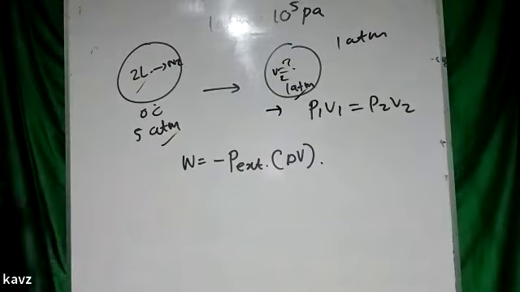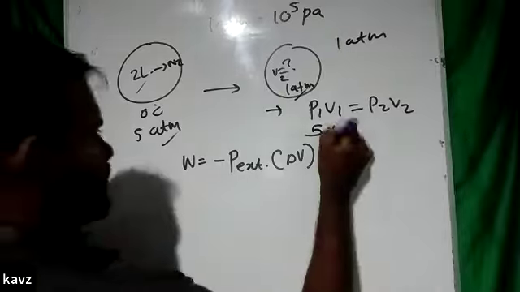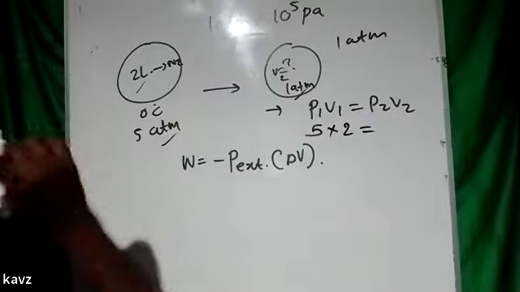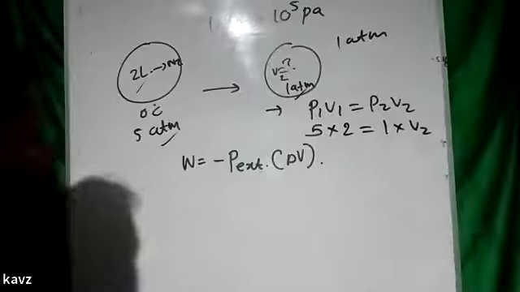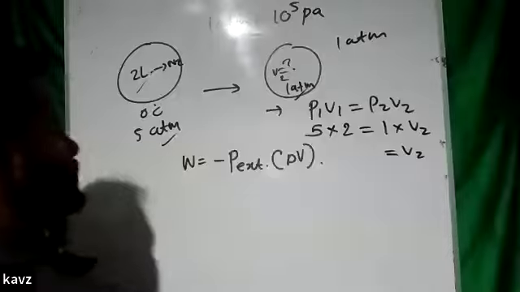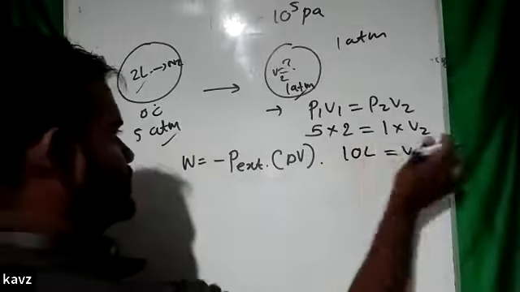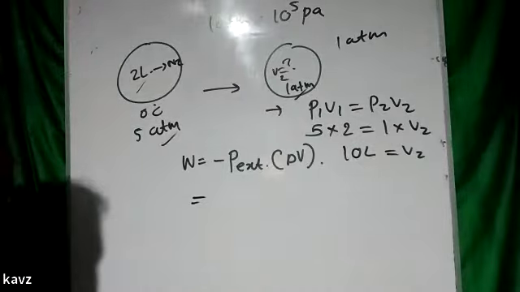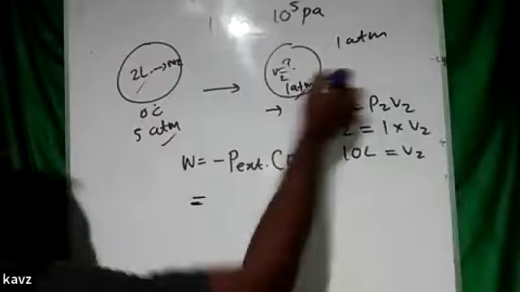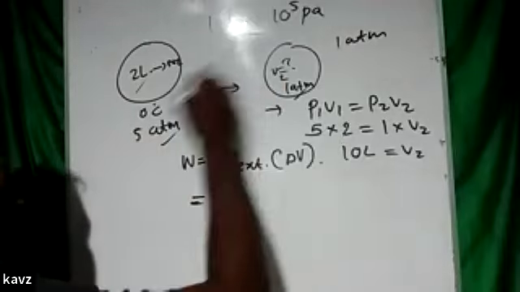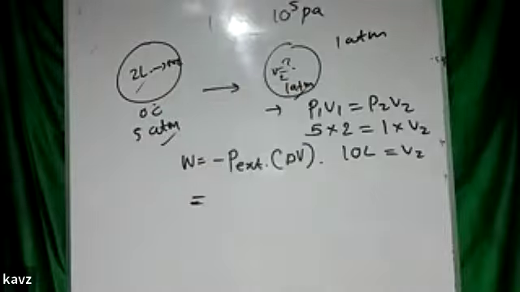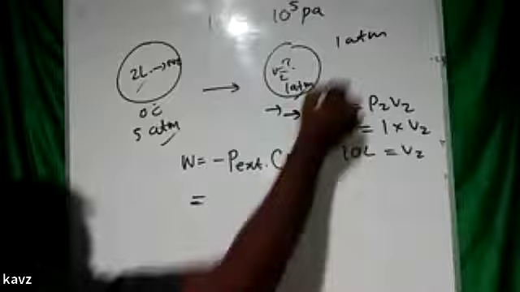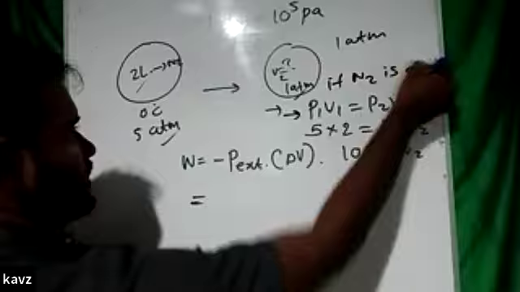P1, pressure 1, guys, 5 atm. You don't need to convert into Pascal, because this is a ratio. And V1 is 2 and P2 is 1, and we don't know V2. So V2 comes to 10 liters because we always use liters here. Okay, then take it here. We have to conclude that this is an ideal gas, unless we can't use this if N2 is not an ideal gas.